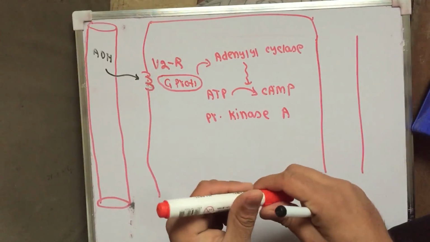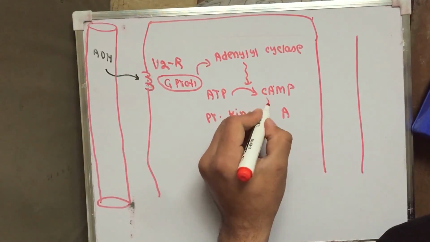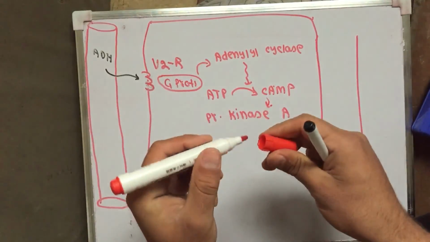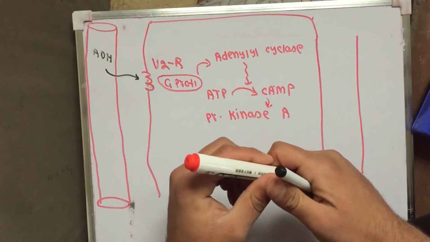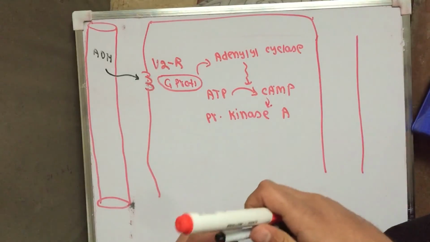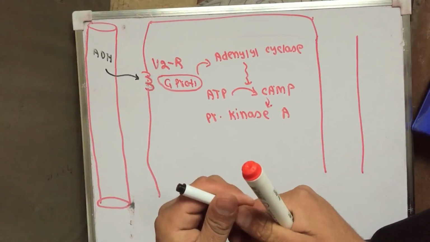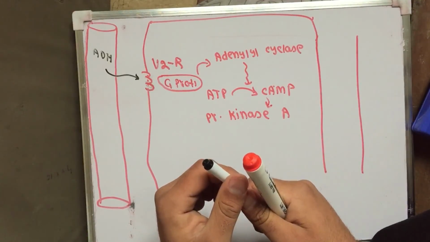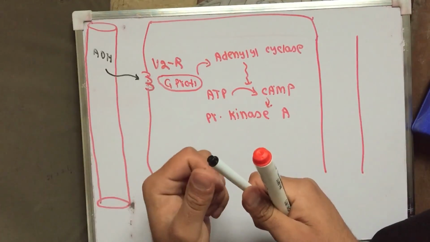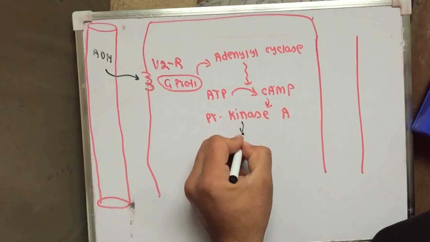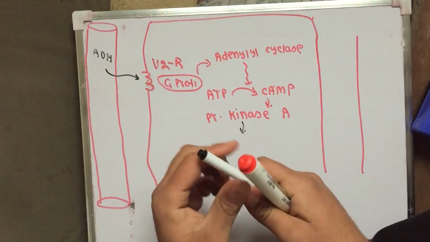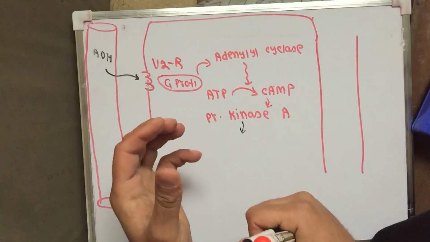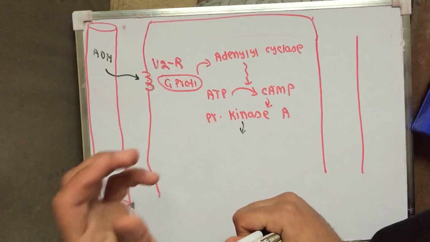This mechanism is occurring here. After this, phosphorylation of special vesicular proteins will occur. Vesicular proteins will be formed, meaning some proteins.